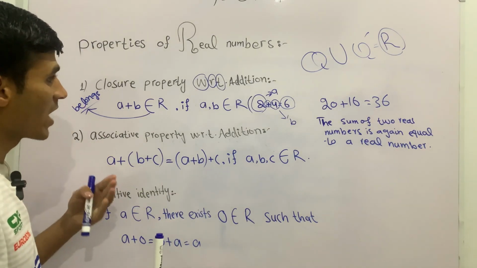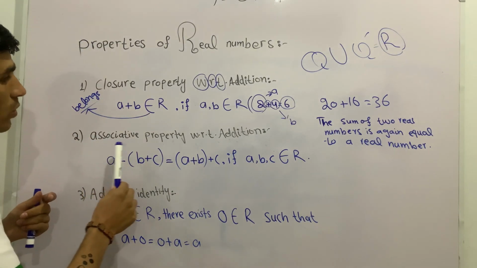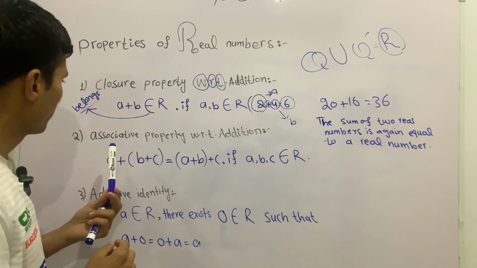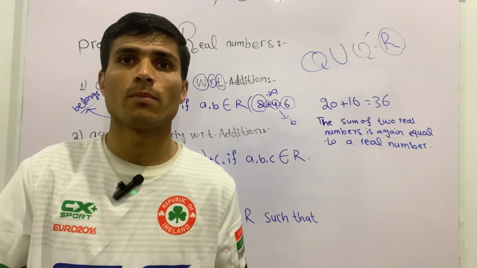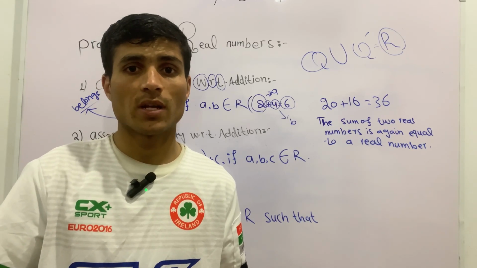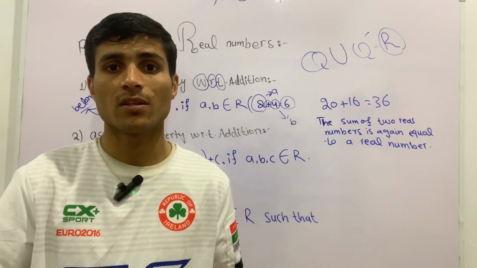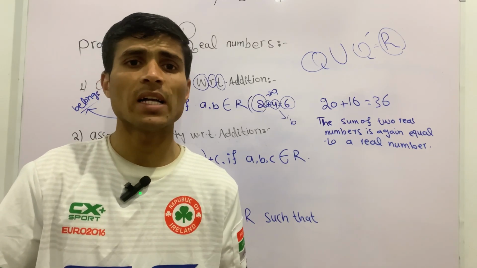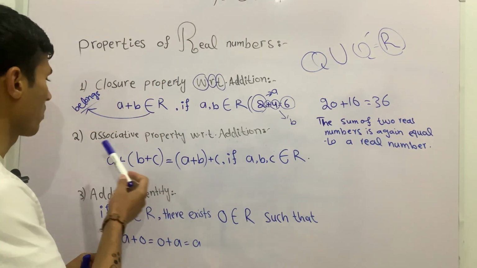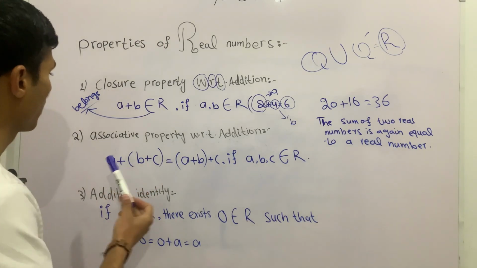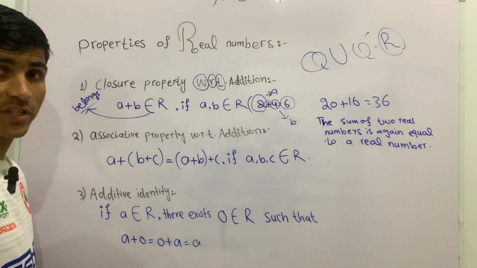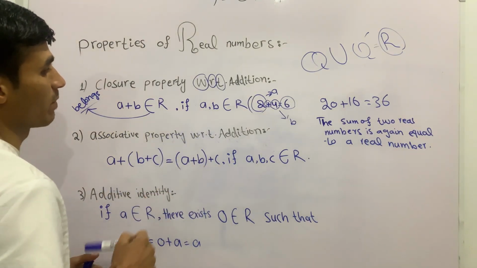Let's jump into the second property, which is the associative property with respect to addition. Some people pronounce it differently, but we're having different kinds of accents: British, American, Canadian, Australian, and they have their own pronunciation for this word, but I'm just the one to pronounce it as associative. Associative property with respect to addition.